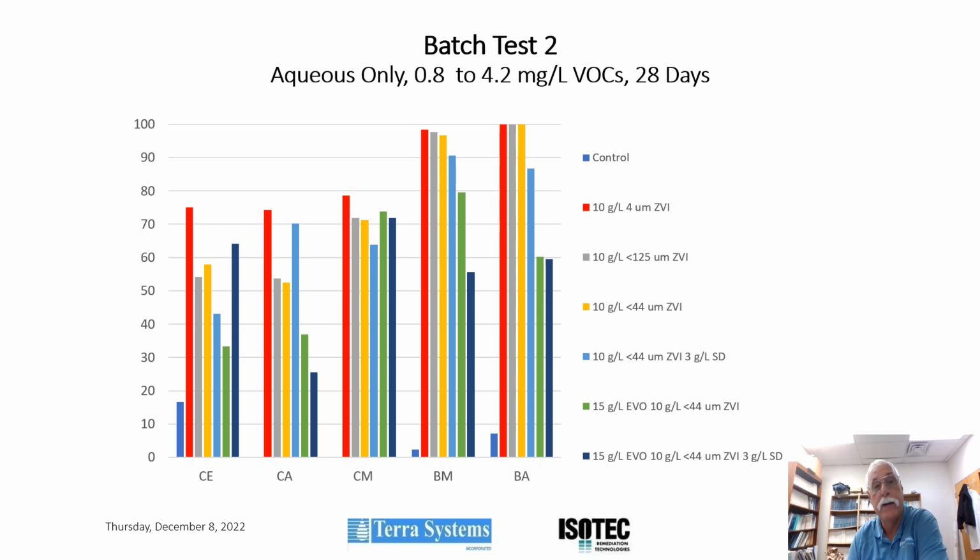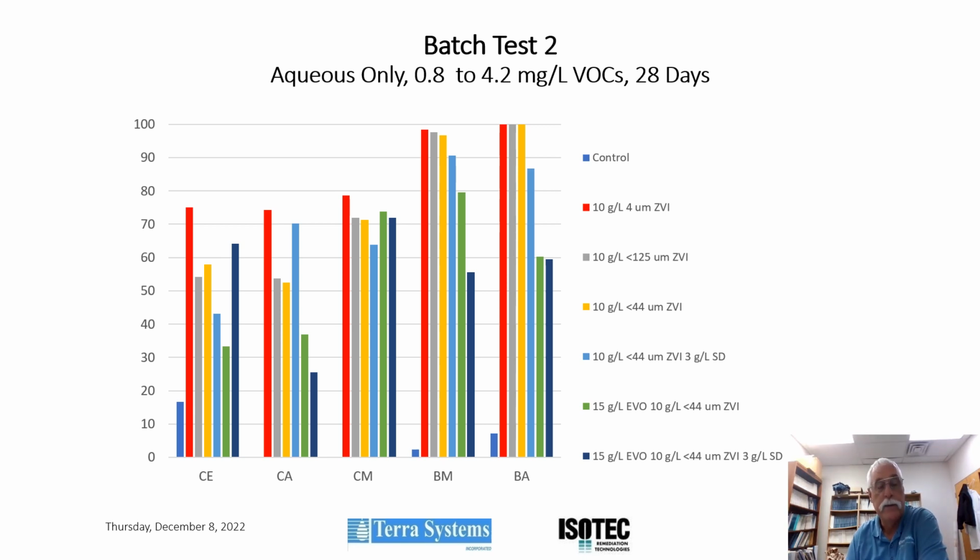with 3 grams per liter of sodium dithionite, 15 grams of EVO with 10 grams per liter of ZVI, and then that combination with 3 grams per liter of sodium dithionite. In conclusion, the 4 micron ZVI gave the highest removal of the chlorinated ethanes, 75%.